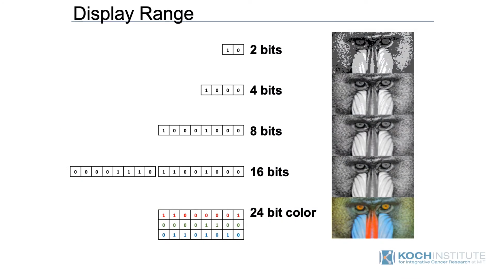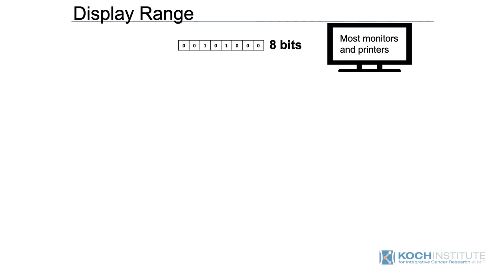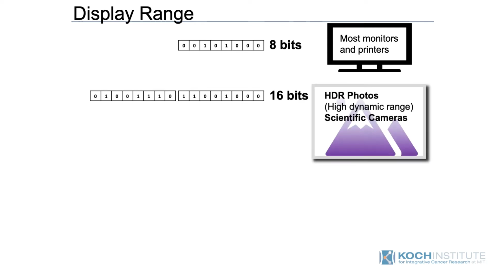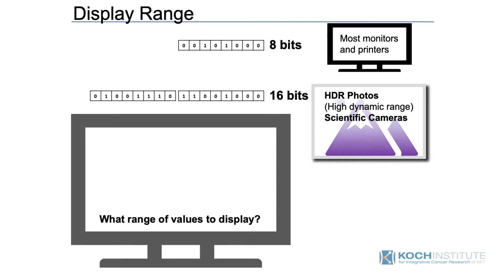Now that we understand contrast, let's talk about what types of intensity values we're going to display from an image. Most monitors, printers, and computers store images as 8 bits of intensity. Higher grade scientific cameras, or if you take a high dynamic range (HDR) photo, you might store those images as 16 bits, or 16 bits as raw data. But most computers can only display 8 bits of information at any one time. So what ranges of values of that 16 bits are you going to actually choose to display?